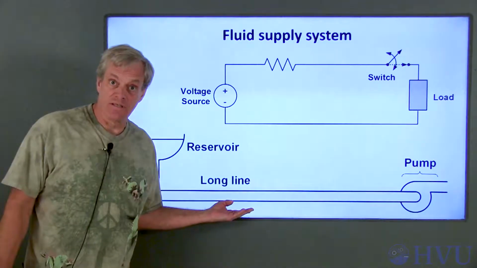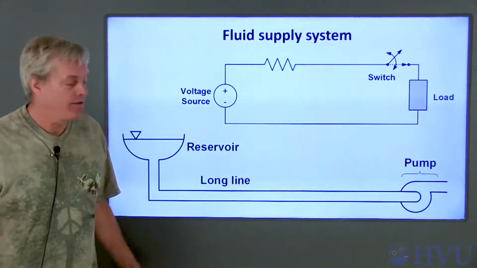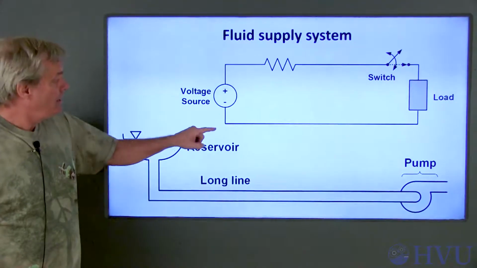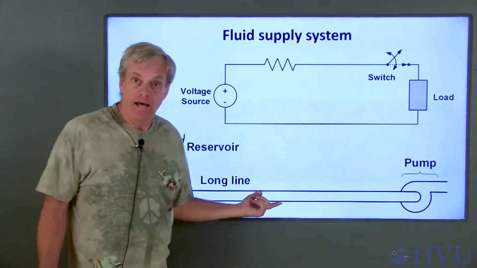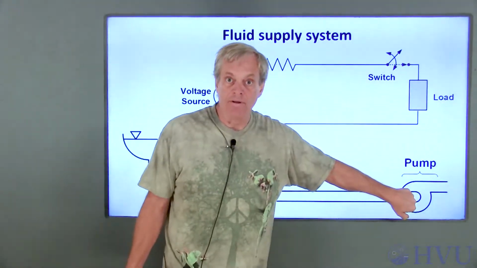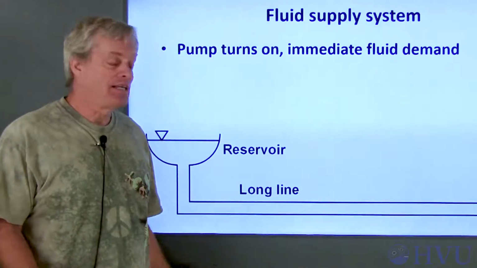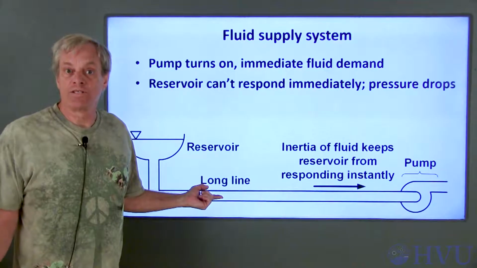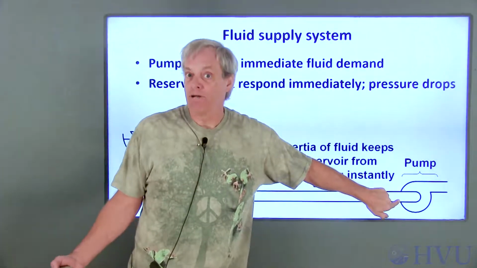This fluid system is analogous to this switched electrical system that I showed you previously. There's a reservoir or a tank here that provides fluid to the system. It corresponds to the power source in the electrical system. There's a long pipe that provides fluid to a pump. The pump is like our load. When the pump turns on, it suddenly demands fluid flow. The line here keeps the reservoir from providing fluid immediately, so the pressure at the inlet of the pump drops.